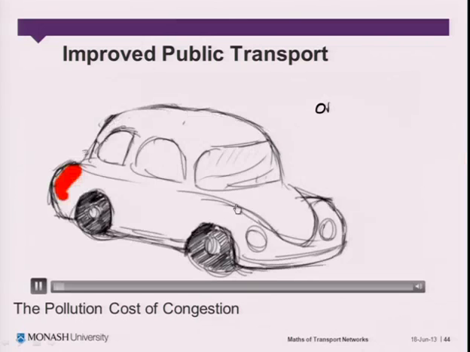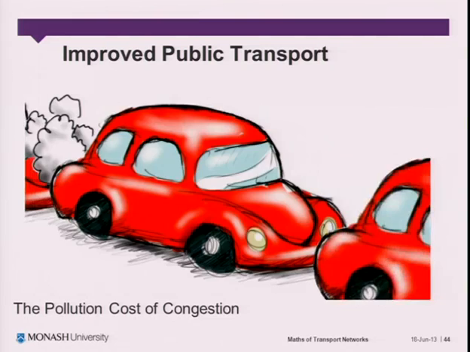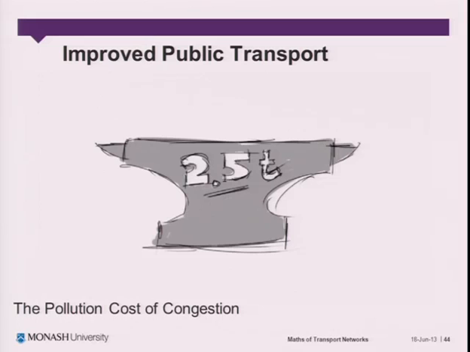Otto commutes with his car every single day. His average, not-so-shiny car consumes about 7 liters of fuel per 100 kilometers. That equals 33 miles per gallon. On his daily way, Otto is often stuck in traffic jams. Meanwhile, his car produces about 2.5 tons of toxic CO2 every year, just by wasting lifetime caused by traffic congestion.